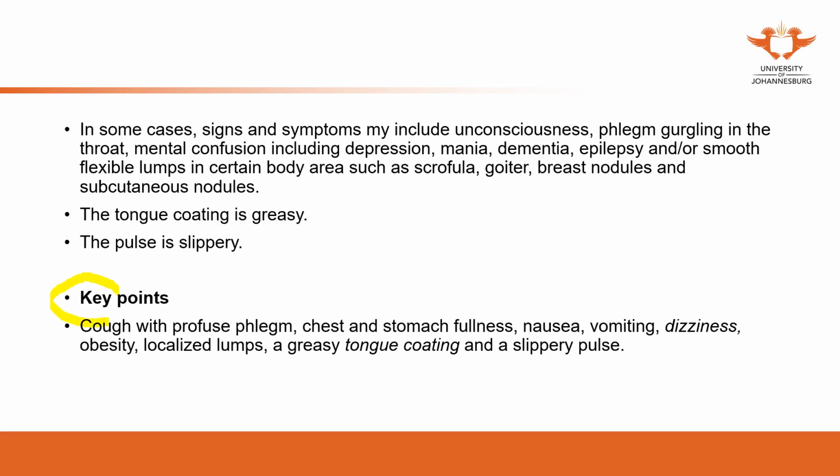So the key points for phlegm syndrome: cough with profuse phlegm, fullness, nausea. Some of these manifestations you also can see in the other two syndromes, the fluid retention and water retention. The reason is because the phlegm retention and the other two are all similar, all kinds of internal retention of fluids. So these are similar.